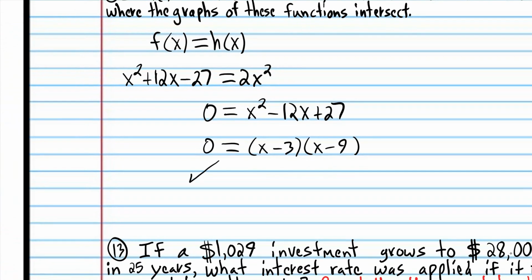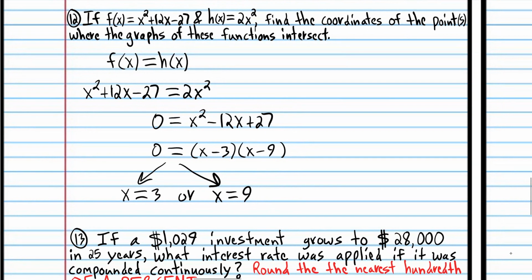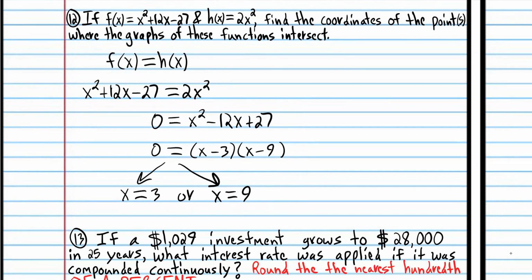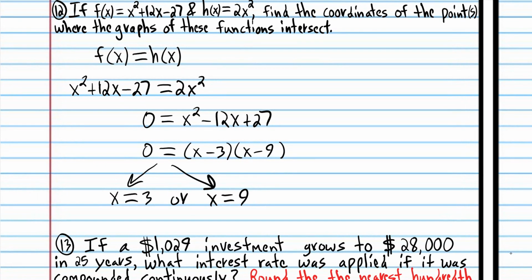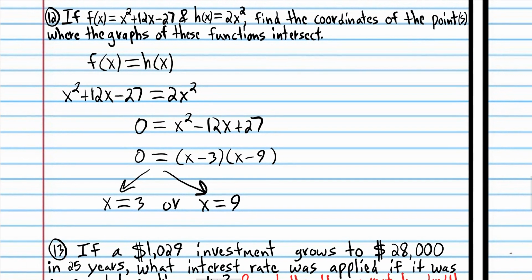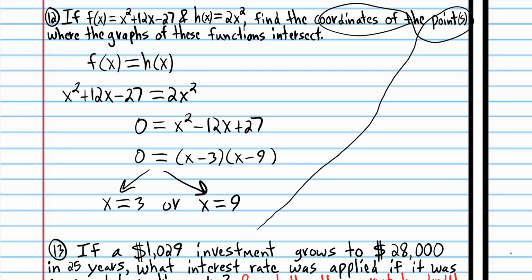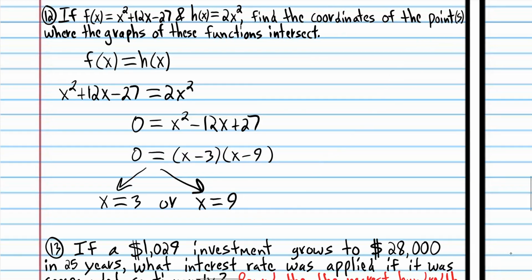So now, this tells us that if x is 3, or if x is 9, then the graphs are going to intersect. But now we need to actually find the coordinates, because it says to find the points, or the coordinates of the points. We have the x values, but we don't have the y values.